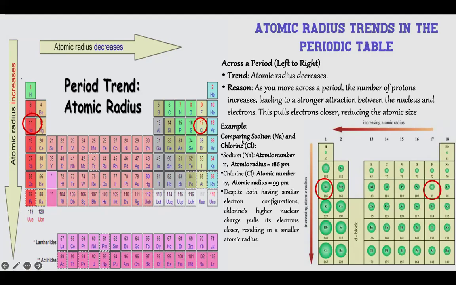Example, comparing sodium and chlorine. Sodium, the atomic number is 11, and the atomic radius is 186 picometers. Chlorine, the atomic number is 17 and the atomic radius is 99 picometers. Despite both having similar electron configurations, chlorine's higher nuclear charge pulls its electrons closer, resulting in a smaller atomic radius.